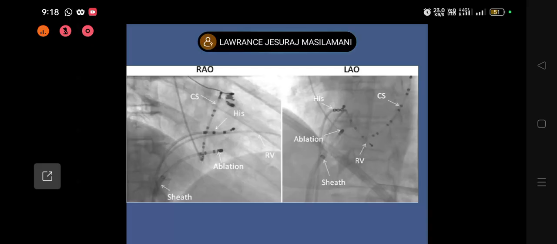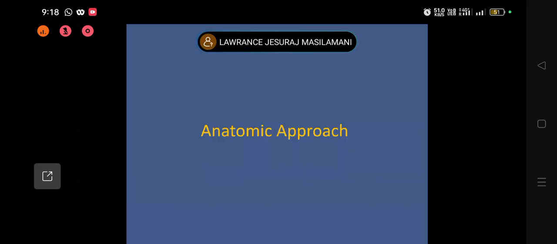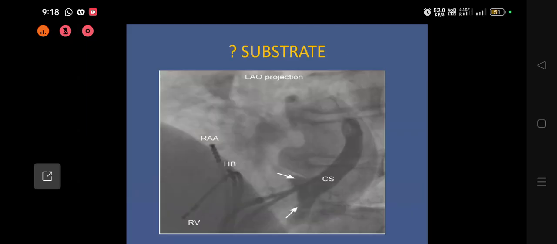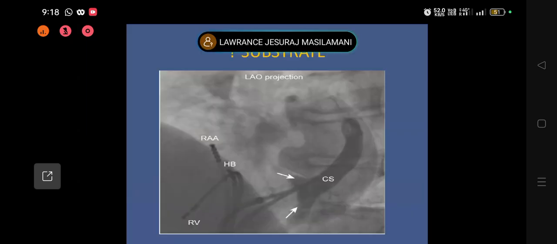There are a few approaches by which you can ablate the AV nodal reentrant arrhythmia. The most common way most of us ablate is an anatomical approach. We know that the coronary sinus in most of the patients can be dilated. So you see a coronary sinus which is dilated.